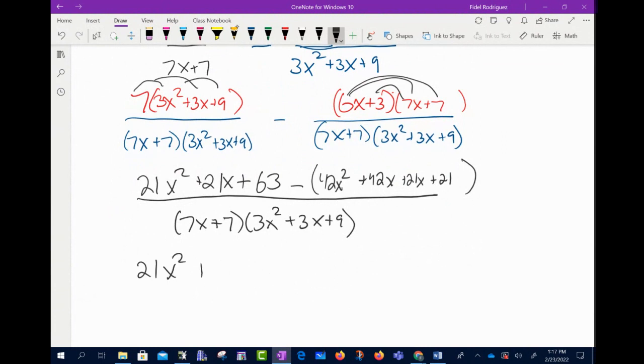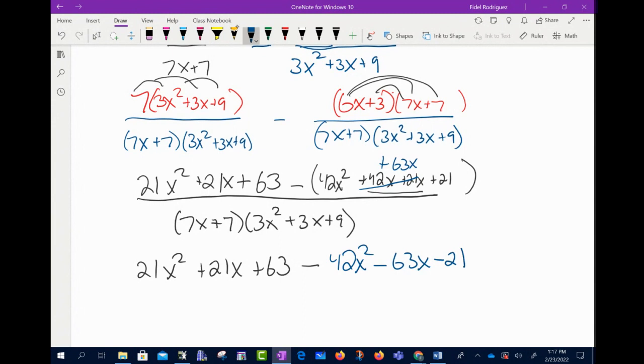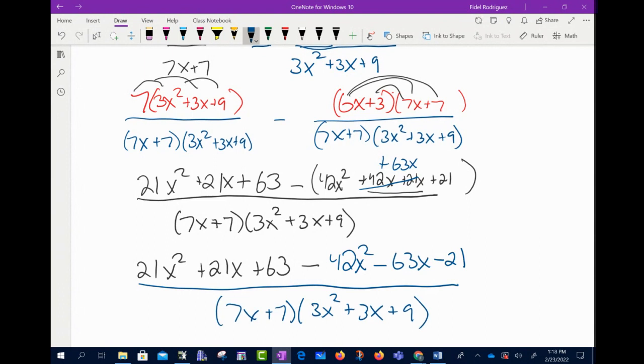Let's see. 21x squared plus 21x plus 63 minus, yeah, if we combine these together, that would give us a 63. Okay, so why don't we do this? A plus 63x, just so that we know that's what it is. Ready? Okay, and let's distribute our minus signs. So that's a minus 42x squared, a minus 63x, and a minus 21. All over this funky stuff down here in the bottom. 7x plus 7, 3x squared plus 3x plus 9.